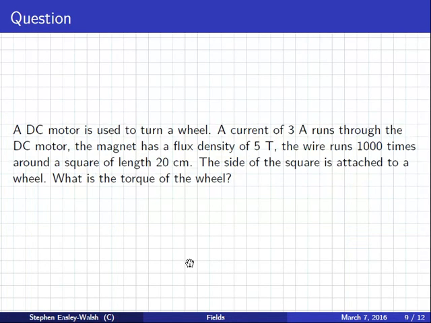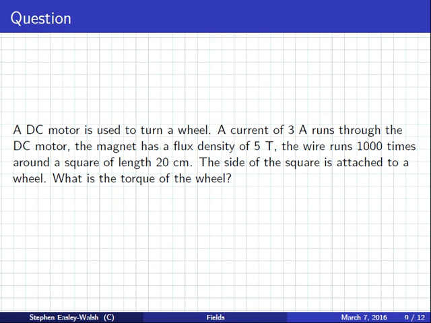Next now. A DC motor is used to turn a wheel. A current of 3 amps runs through the DC motor. The magnet has a flux density of 5 Tesla. The wire runs 1,000 times around a square of length 20 centimeters. The side of the square is attached to a wheel. What is the torque? Which formula is this? I-band. Calculate please.